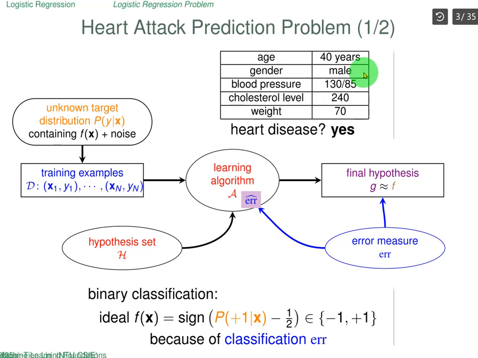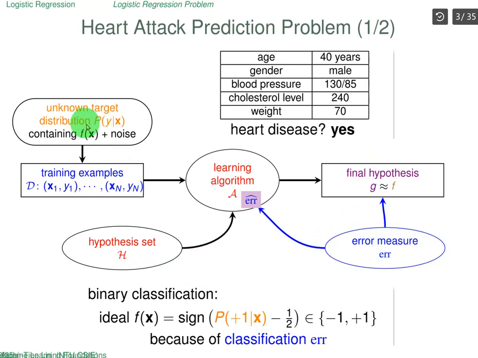So we need some softer decisions or hypotheses that will give us not a yes or no answer, but some probabilistic answer. If you recap our flowchart, we said that our unknown target function is a target distribution, P of y given x, which contains the ideal target plus noise in data. And this is our model, and we have our error measure, which we added earlier. For linear regression, this error measure was the sum of squared error. For today's lecture, we'll derive a new error measure.